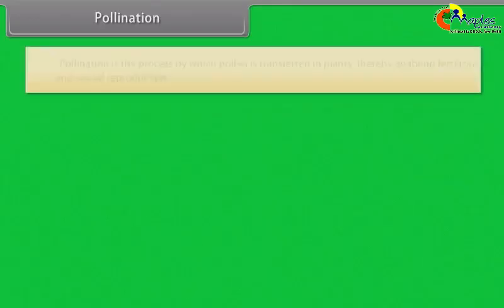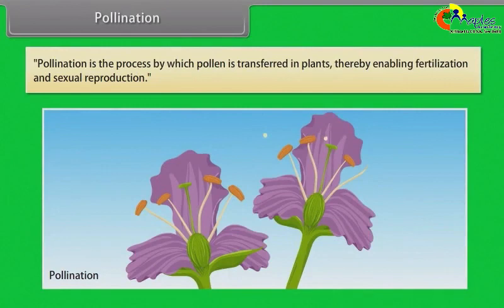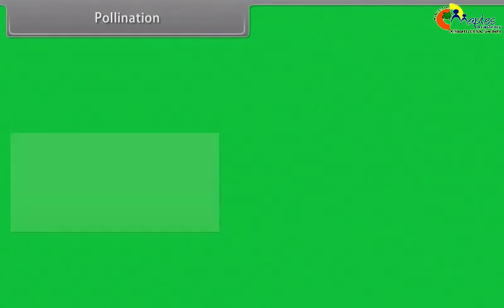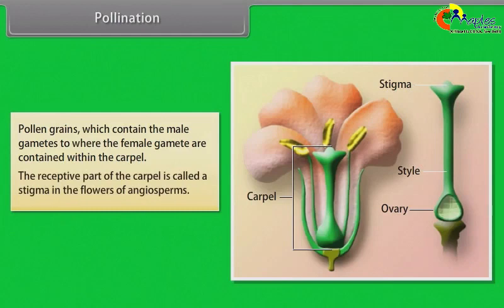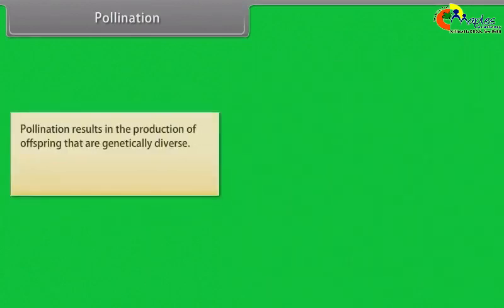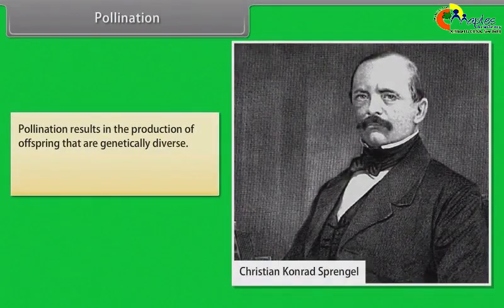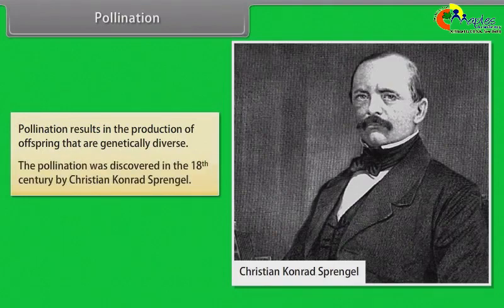Pollination. Pollination is the process by which pollen is transferred in plants, thereby enabling fertilization and sexual reproduction. Pollen grains contain the male gametes, and are transferred to where the female gametes are contained within the carpel. The receptive part of the carpel is called a stigma in the flowers of angiosperms. Pollination results in the production of offspring that are genetically diverse. Pollination was discovered in the 18th century by Christian Conrad Sprengel.